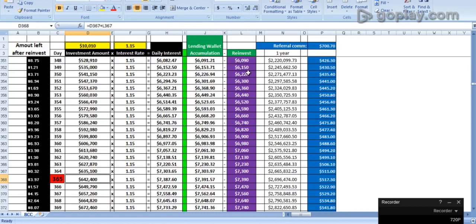Your $10,000 is going to be $642,400. You're going to be getting your daily interest payments of $7,387, which is going to be giving you roughly $2,600,000 a year income. You wouldn't even be able to spend that much money, I don't think. I mean, God, take half of your daily interest and start living life.